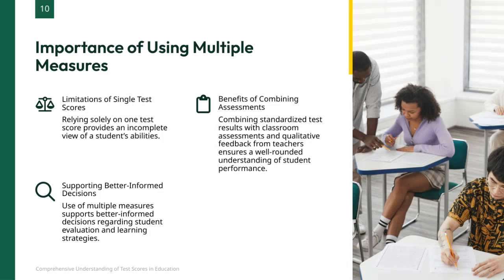When we rely on just one test score, we're only seeing a small part of a student's abilities, which can be misleading or incomplete. That's why combining different types of assessments is so important. By looking at standardized test results alongside classroom assessments and the qualitative feedback teachers provide, we get a much fuller picture of how a student is really doing. This approach not only captures a wider range of skills and knowledge, but also helps educators make better informed decisions about how to evaluate students and tailor learning strategies to meet their needs more effectively. Ultimately, using multiple measures leads to fairer and more accurate assessments of student performance.